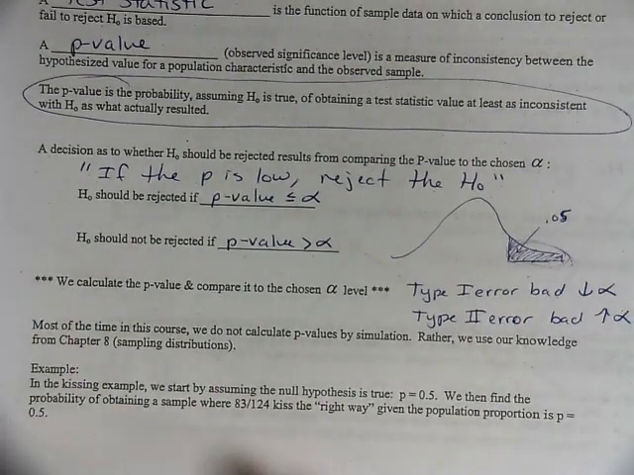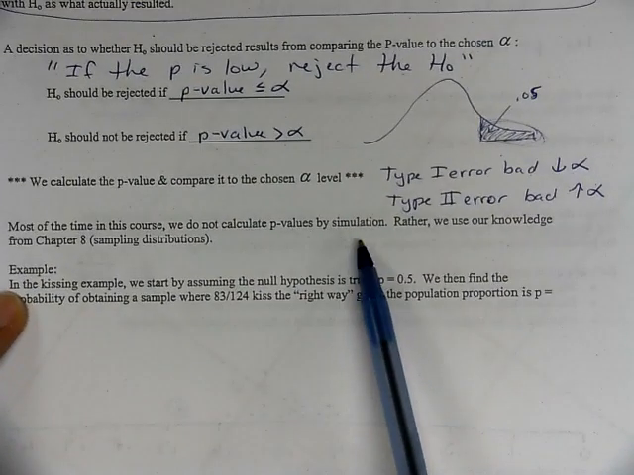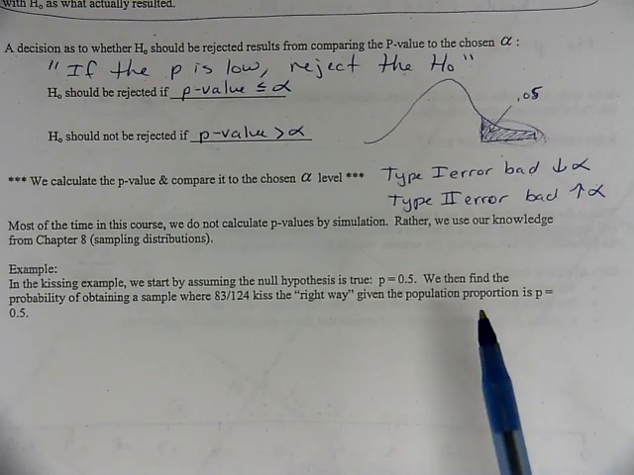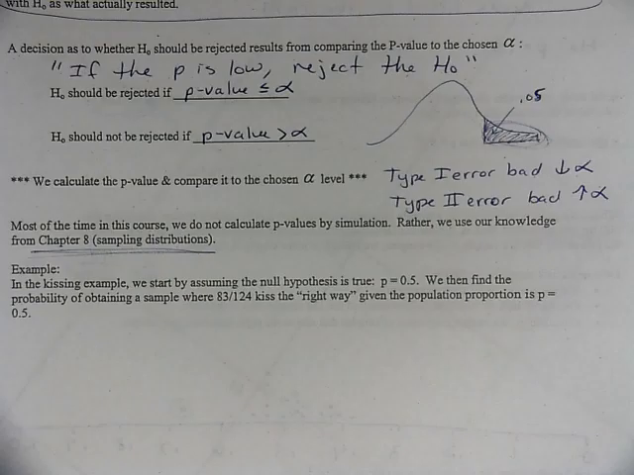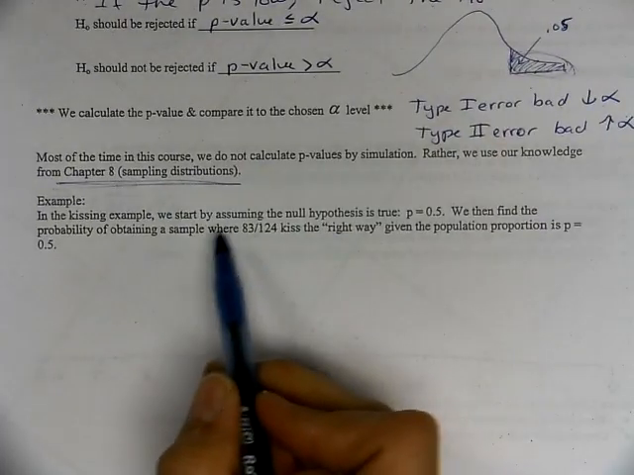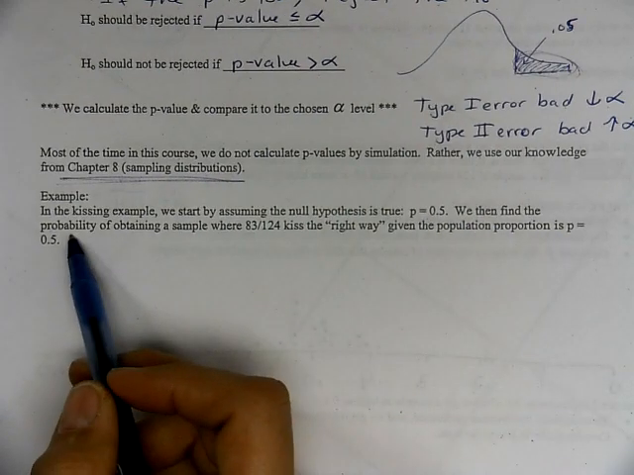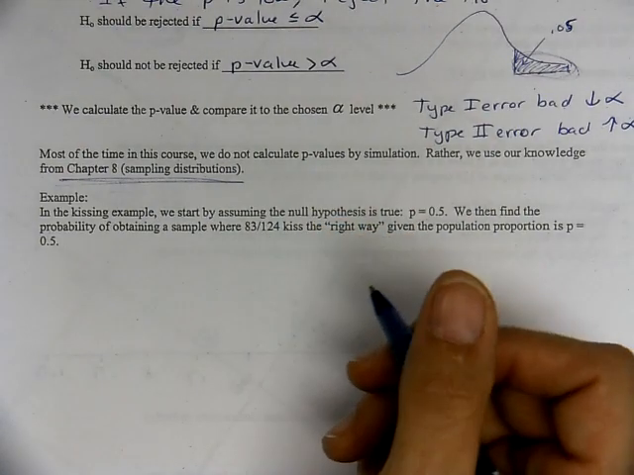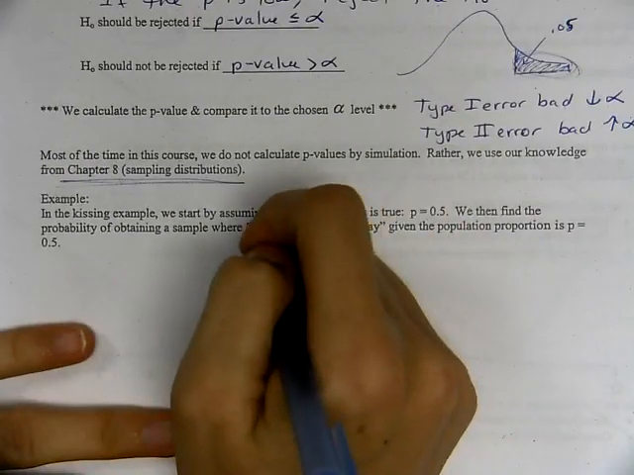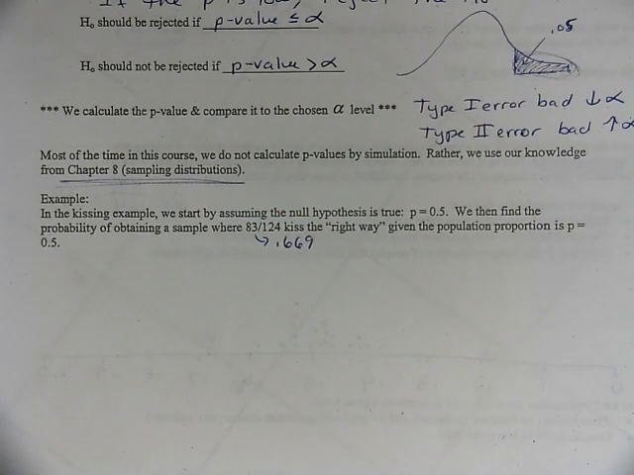Okay, so let's do this problem with the math, and you'll see kind of what I mean. Because obviously we can't keep doing simulations, because it just takes too long. So we're going to use our knowledge from Chapter 8, which is why I said Chapter 8 was super important. So, in the kissing example, we start by assuming the null hypothesis is true, that p is 0.5. Then we find the probability of obtaining a sample where 83 out of 124 kiss the right way. This was 0.669. Given that the population proportion p is equal to 0.5.